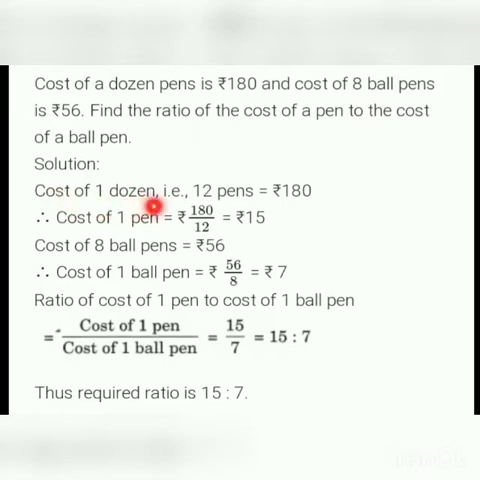Cost of 1 dozen, that is 12 pens, is 180 rupees. Therefore, the cost of 1 pen is 180 divided by 12, which gives you 15 rupees. So the cost of 1 pen is 15 rupees.